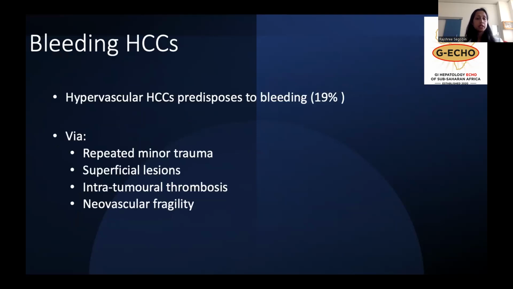In the setting of bleeding HCCs, as we know, hypervascular HCCs are very much likely to bleed. In about 19% of all HCCs, we see bleeding. And this can occur by repeated minor trauma, the presence of superficial lesions, or intratumoral high pressures from thrombosis of draining veins, and in fact, neovascular fragility of all these lesions would predispose to bleeding.